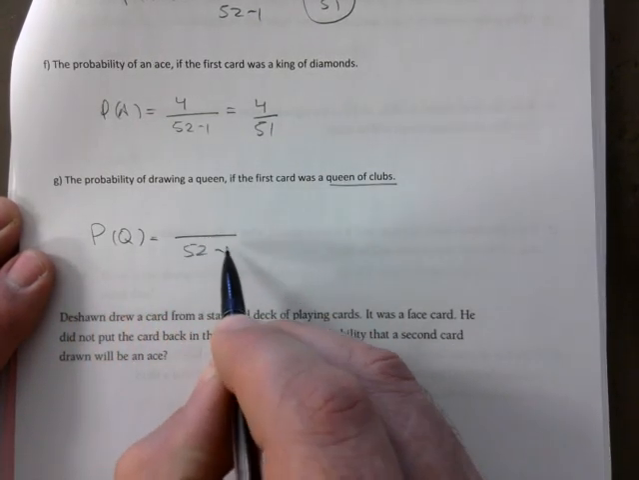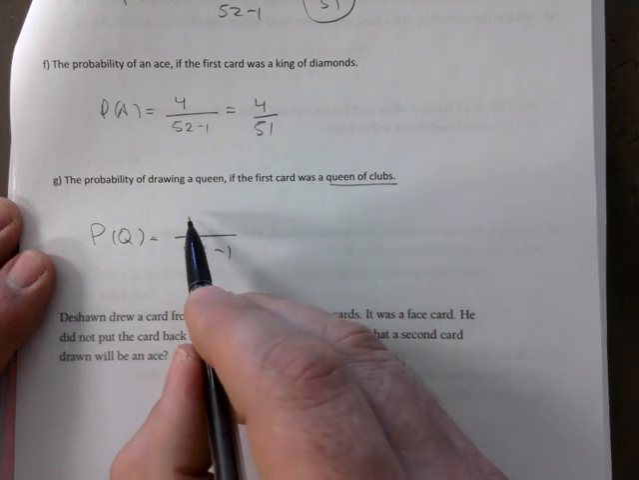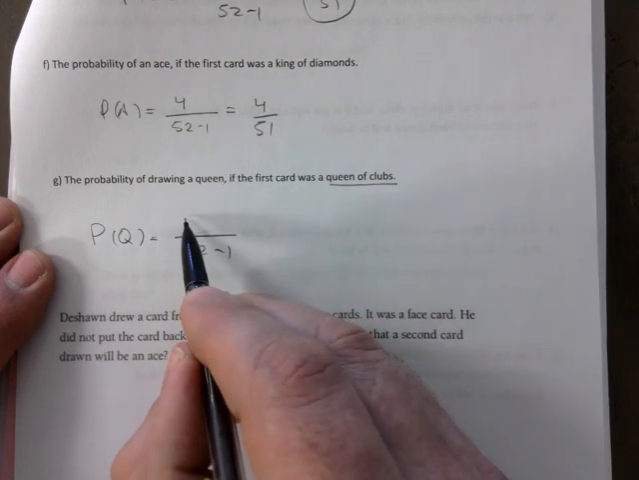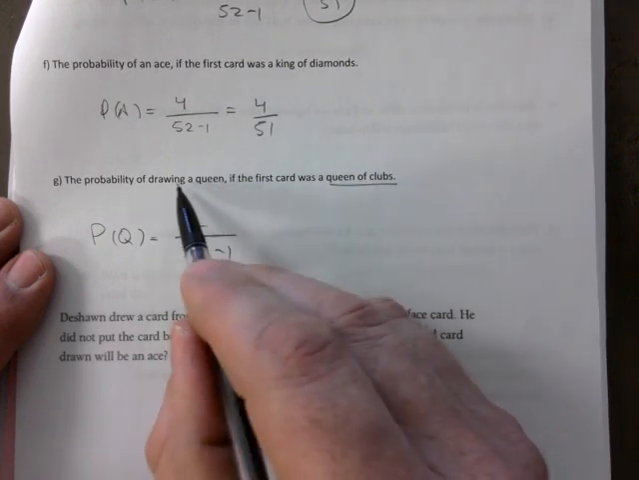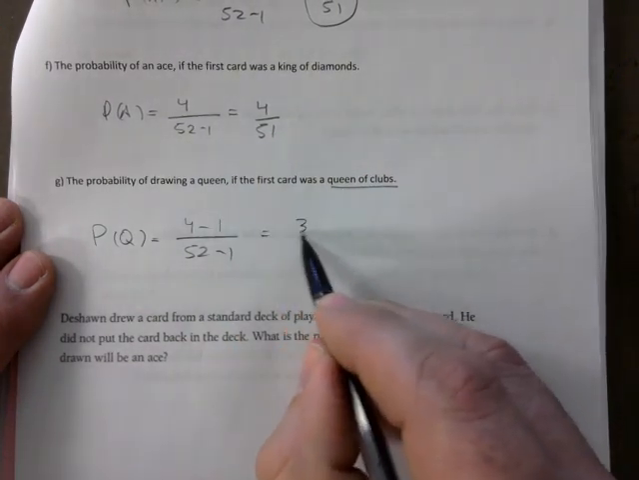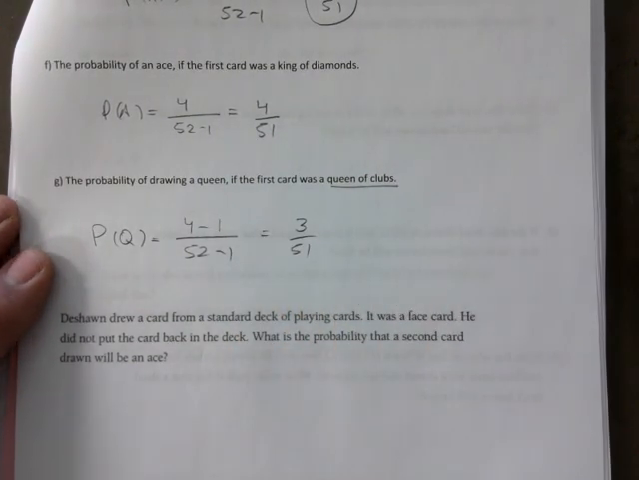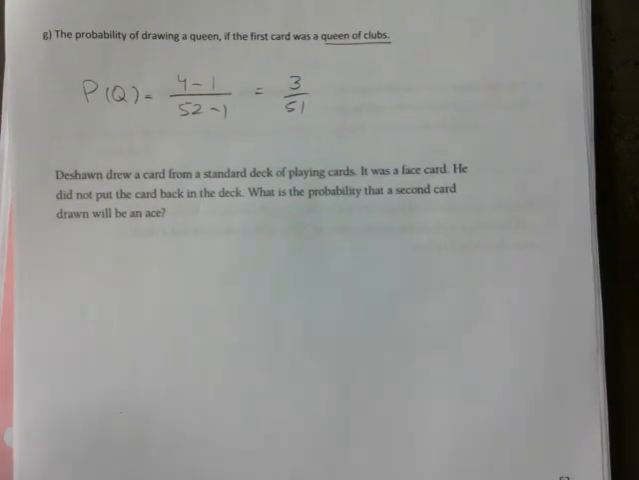So 52 minus 1, queen of clubs, right? How many queens? Except for at home, I only have 1. Anyways, I did that one already, right? Yeah. Drawing a queen minus queen of clubs, right? So you're down to 3 over 51. Okay. There we go.